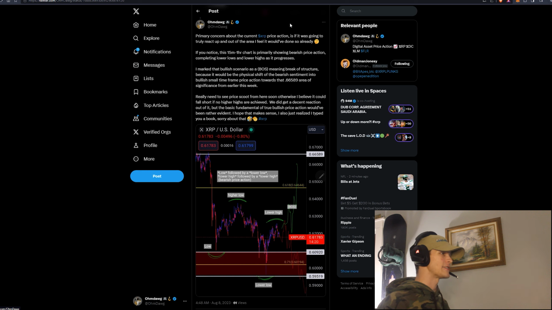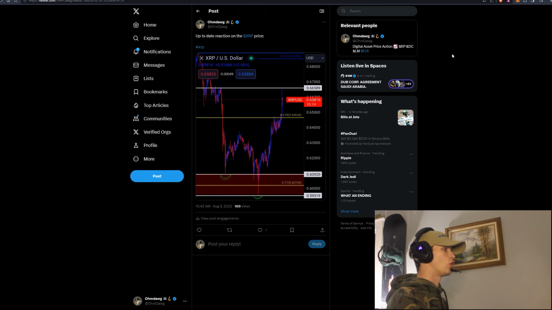We did get a decent reaction out of it, but the basic fundamentals of true bullish price action would have been rather evident. I hope that makes sense to everybody. And I just realized I typed you a book, and I'm just reading the tweets right here as we scroll through. But here we are on August 9th.